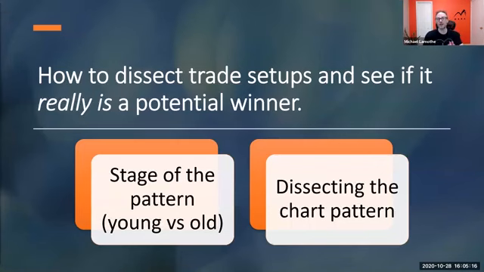So the question then is, how do we dissect trade setups and see if it really is a potential winner? There's two main ways to do this. The first is to take a look at the stage of the pattern. Is it a young pattern, or is it an older pattern? Like, where is it in its life cycle? And then taking a deeper dive into the pattern that we're seeing, and dissecting all the little pieces of it.